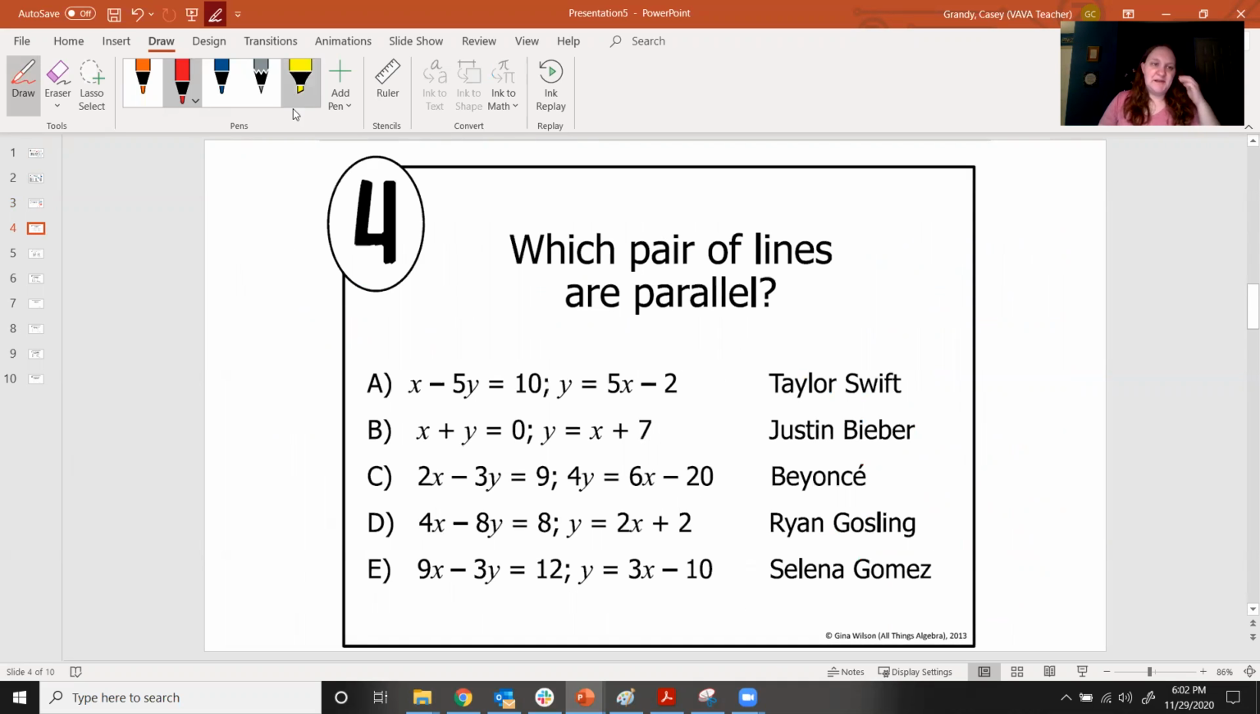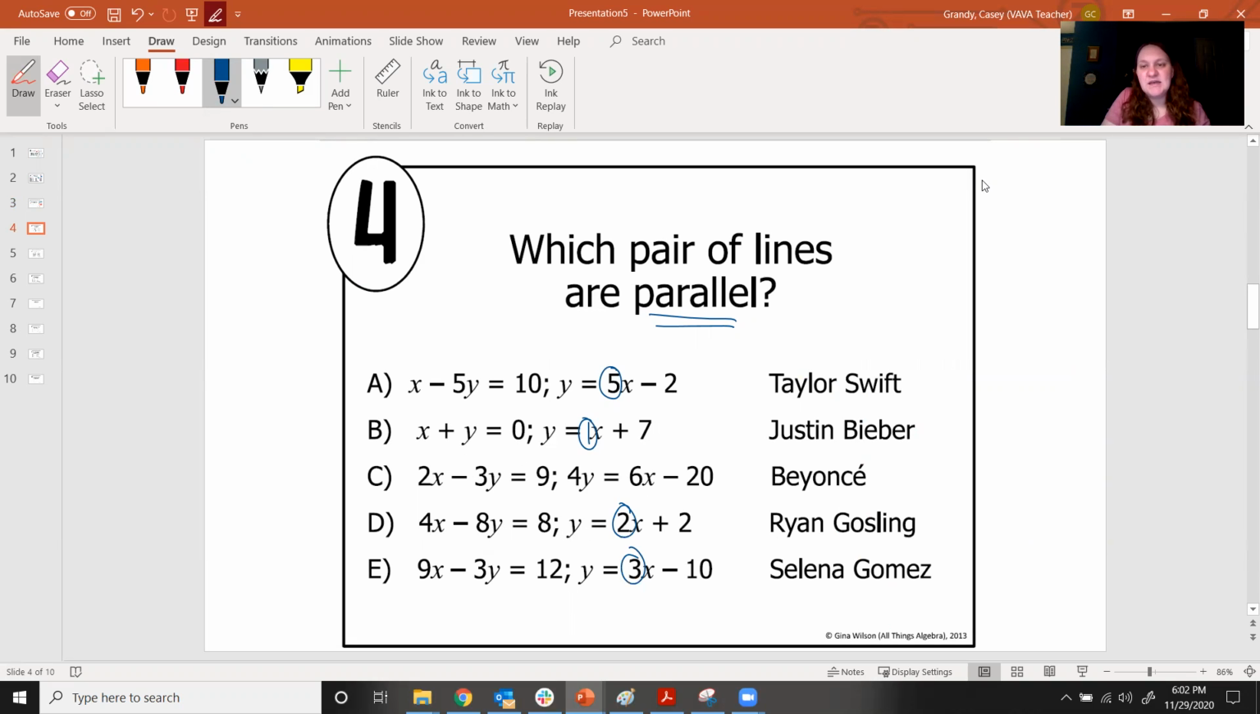Which pair of lines are parallel? If they're parallel, they have the same slope. So I'm looking for 2 lines with the same slope. Some of these are easy. If they're already in y equals form, you know the slope already. Remember, if there's no number in front of the x, then that slope is 1. All right, let's see. This one has the slope already. The ones that aren't in y-intercept form, we're going to have to solve.